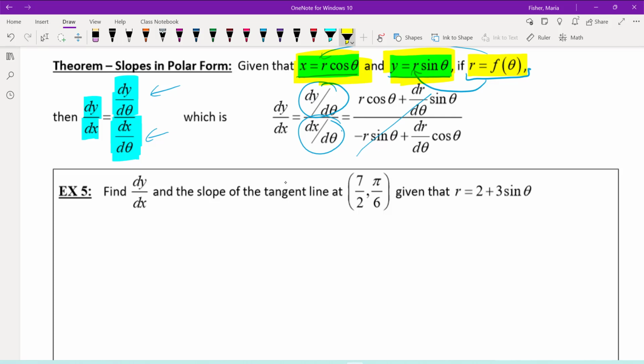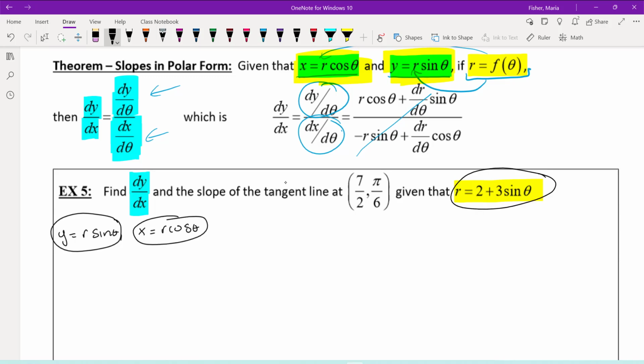So example 5 says to find dy/dx and then find the slope of the tangent line at the point 7/2 comma pi over 6, given that r is equal to 2 plus 3 sine of theta. So you're given what r is. In order to find dy/dx, you first have to figure out what is y and what is x. Now recall, you know that y is equal to r sine of theta and that x is equal to r cosine of theta. So the first thing you need to do before you find the derivative is figure out what is y and what is x with this given r.